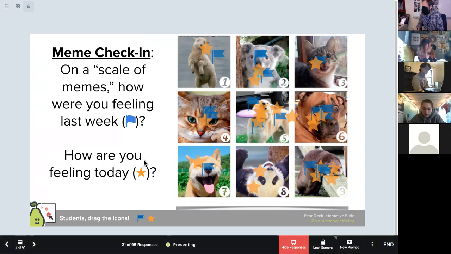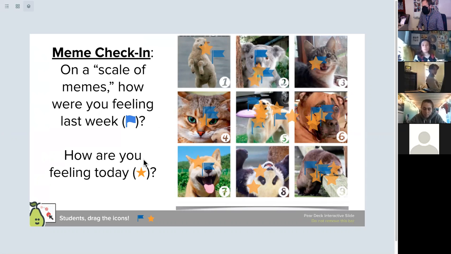All right, looks like things have stopped moving. So if I were to summarize what I'm seeing, the blue flags were kind of scattered. Oh, people are moving again. It's okay. But there were quite a few blue flags at the koala at 2, that frisbee dog at 5, the surprise dog at 6, maybe even the lethargic sea otter down below at 9. But the stars are much more clustered around 5 and 6.